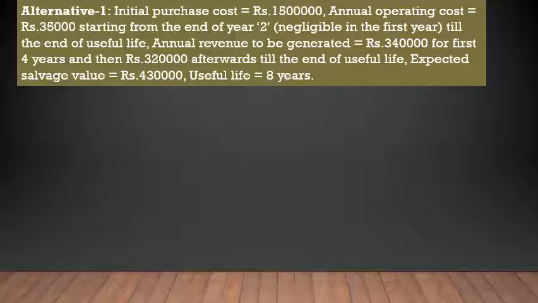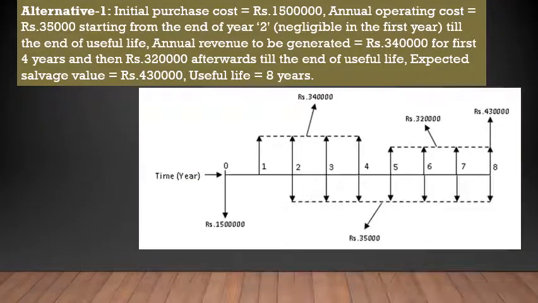Let us see how the cash flow diagram appears. First, let us analyze the initial purchase cost of 15 lakh rupees. Obviously it will appear at t equal to 0, negative, because it's a purchase cost. Then the annual operating cost of rupees 35,000 starting from the end of year 2. So there is no operating cost at t equal to 1, as you can see. It starts from t equal to 2.